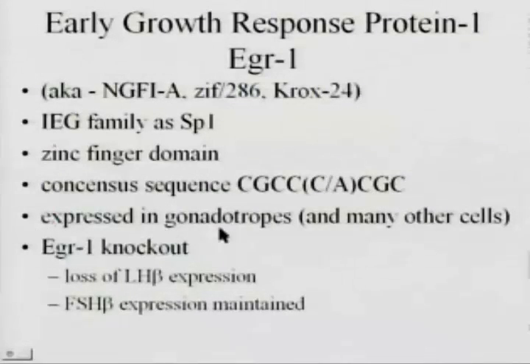It's expressed in gonadotropes and many other cells. The EGR1 knockout shows a loss of the LH beta expression. So again, the LH beta expression is dependent on EGR1, as it was the AF1, and the FSH beta expression is maintained.